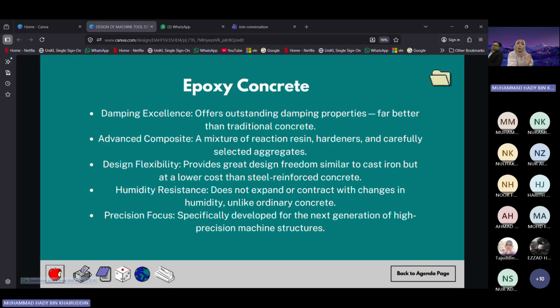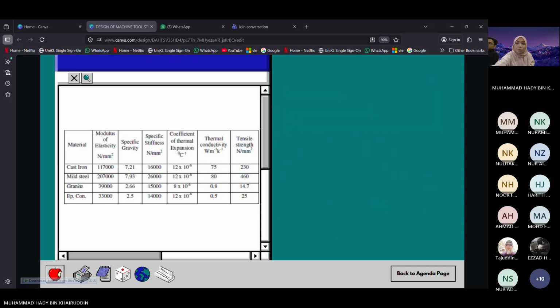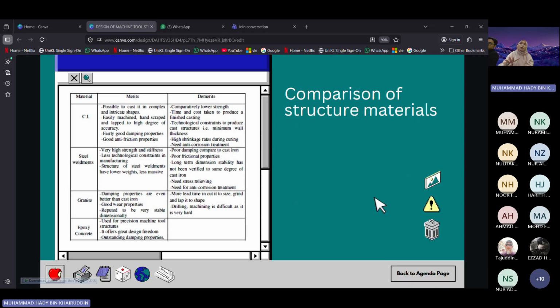And then finally, epoxy concrete. This is a modern mineral casting technology. It is a composite of resin and stone aggregate that offers outstanding damping. Unlike regular concrete, it is unaffected by humidity, making it a very cost-effective and stable foundation for high-precision CNC machines. So these are some properties of structural materials in average values, and then a comparison of structural materials between cast iron, steel weldment, granite, and epoxy concrete.